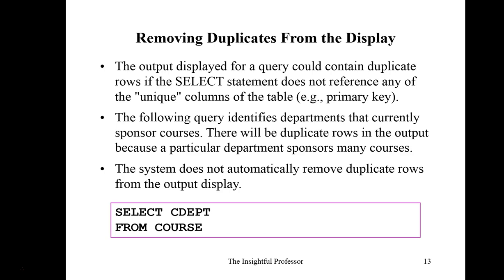Now, it's possible that duplicate values could appear in a column. We saw that when we were looking at C department in our quick overview of the course table. But CNO has no duplicates. So sometimes when you select a subset of columns, if you select certain columns where there's no guaranteed uniqueness, that is, you don't specify the primary key, for example, it is possible that duplicate rows can appear in the result. Take a look at how this goes.